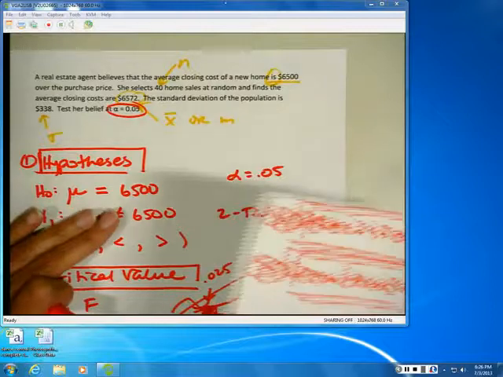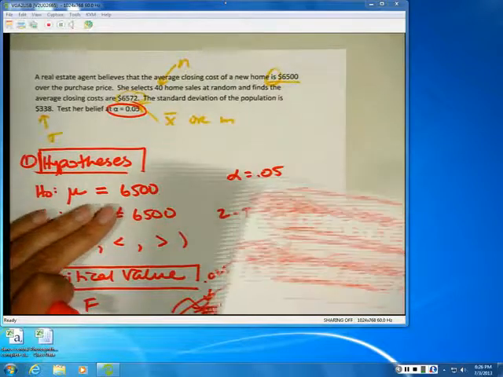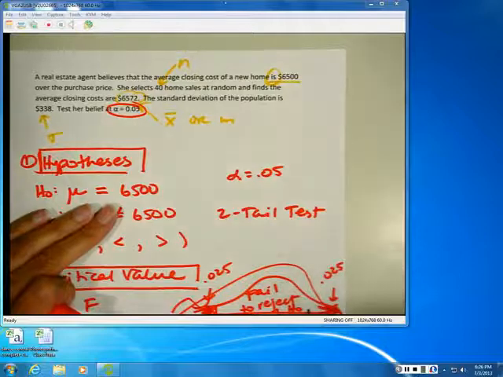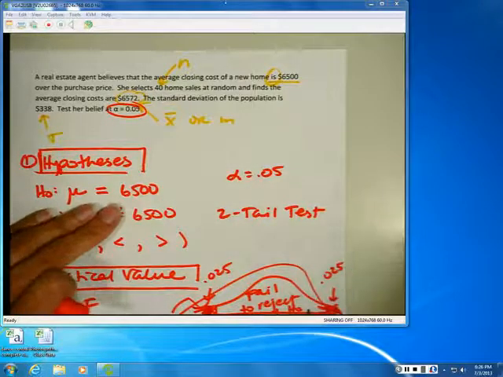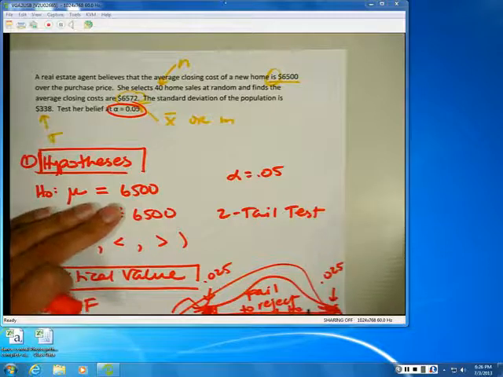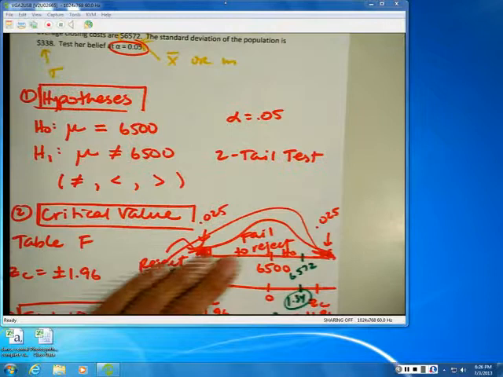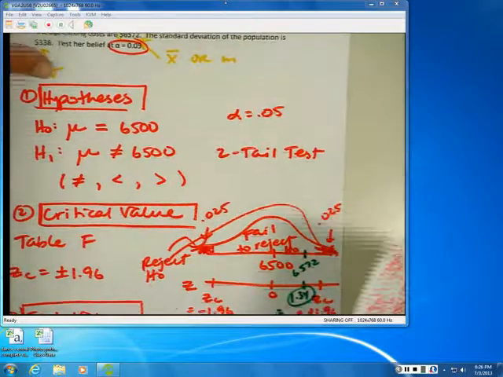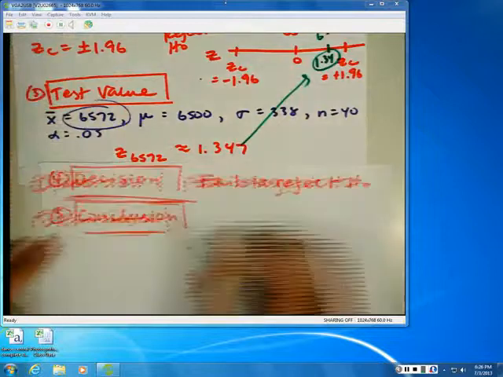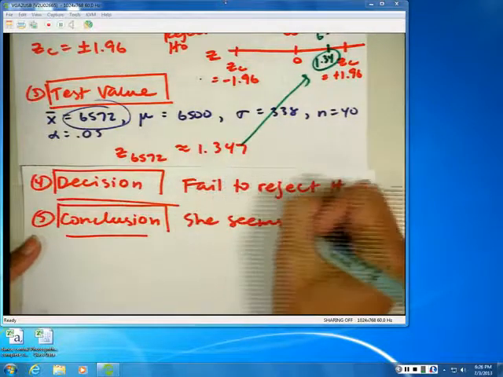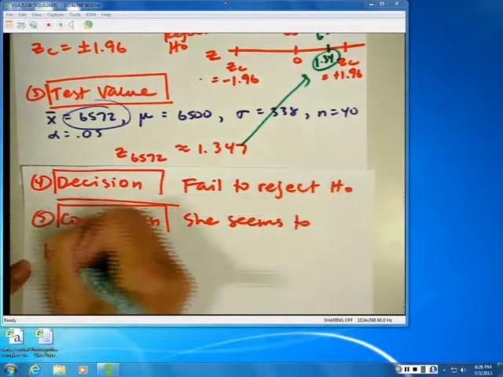This is like the court system. We never say we accept it. Just like we say either guilty or not guilty. A verdict would never be innocent. It's either guilty or not guilty. We either reject or we fail to reject. That language is important because we don't really know if it's true. We're just drawing a conclusion based on our sample. So she seems to be correct.